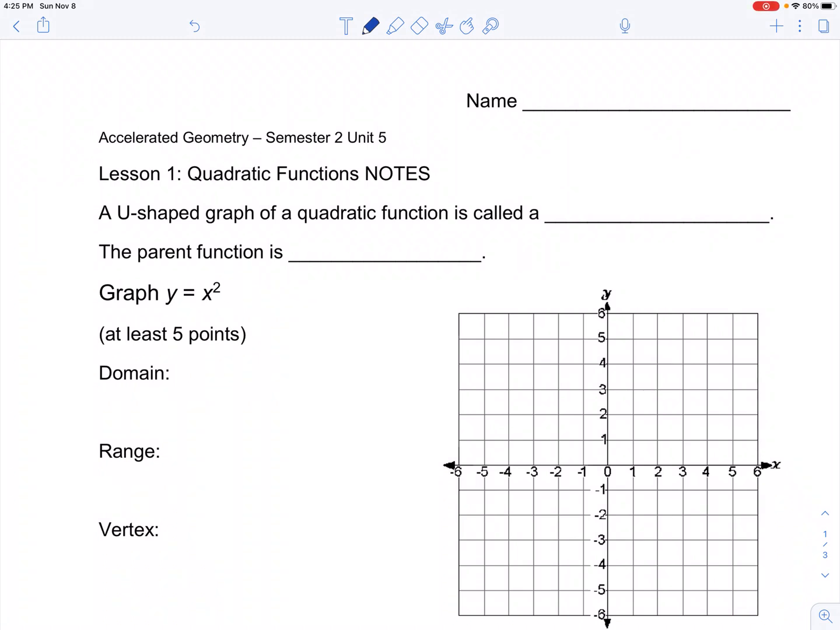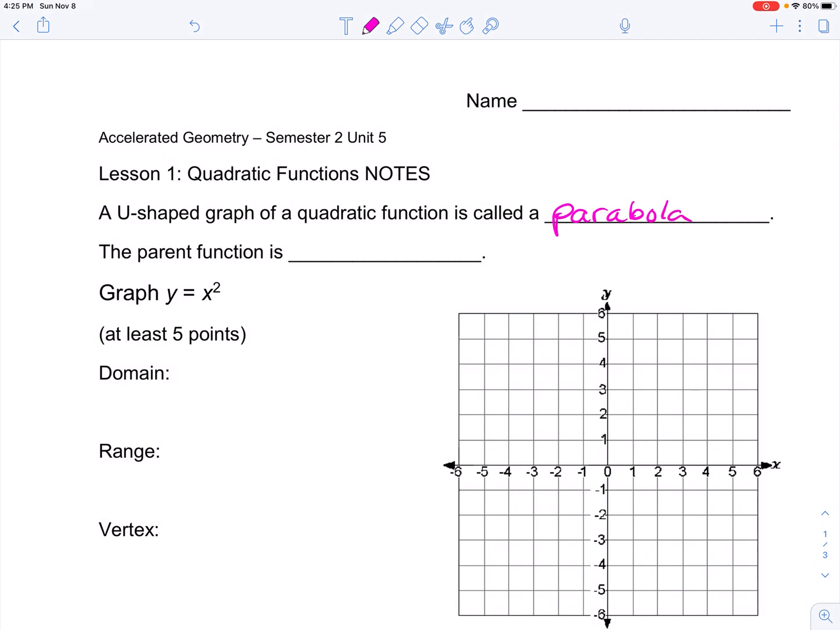Hello and welcome to our last unit, which is on parabolas. Hopefully some of this will be review, some of it may be new. So let's start talking about the U-shaped graph of a quadratic function. As you know, that is called a parabola.